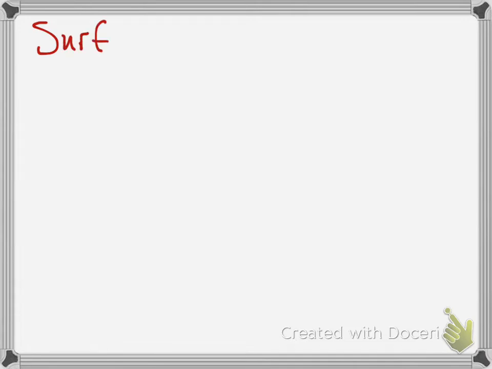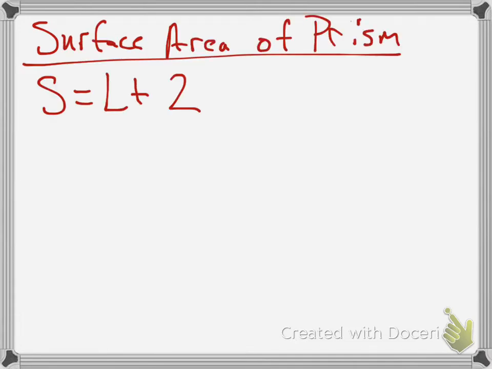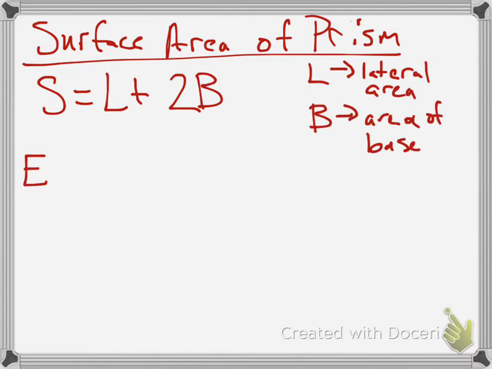Alright, surface area. Let's go a little bit further. What is the surface area of a prism? It's the lateral area plus 2 times the area of the bases. Okay, so again, let me give you another one. That's a triangle. You have to realize that all these formulas that you have for rectangles, triangles, circles, polygons, whatever, you have to be able to use those in conjunction with the lateral area to find the surface area.